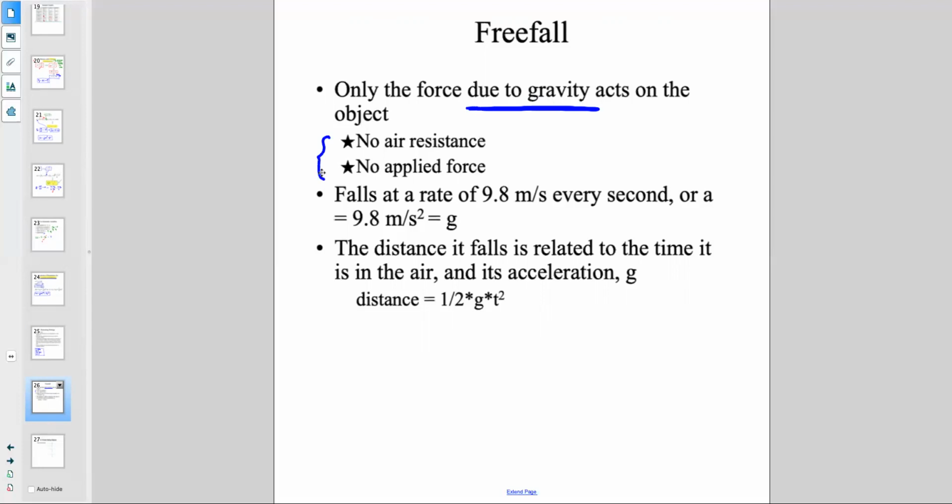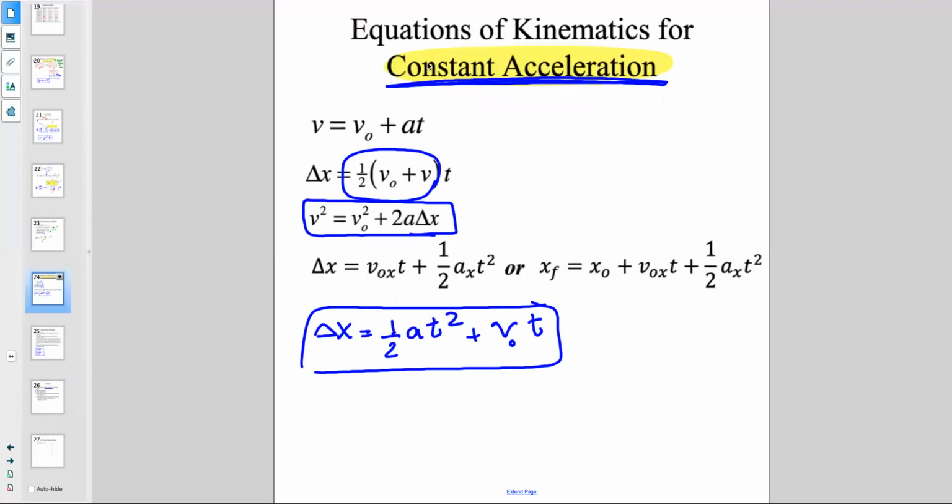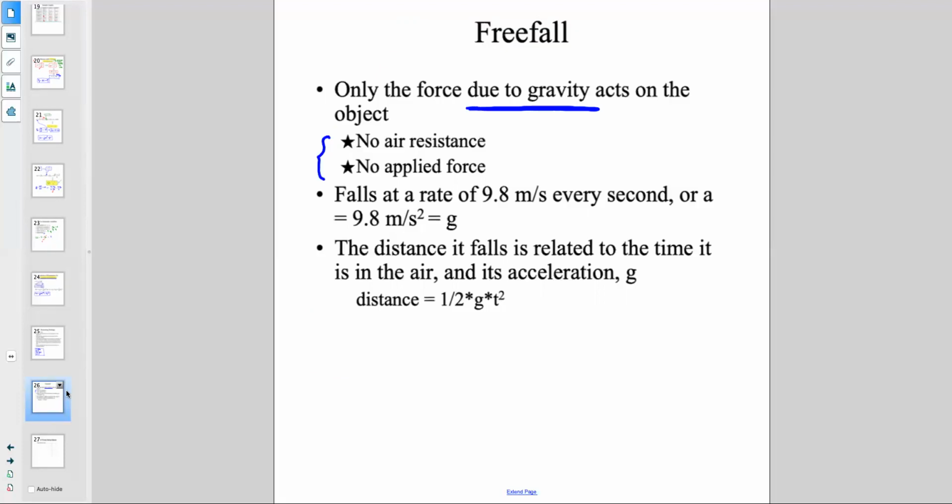In your room, you have air, so you have some sort of an air resistance. So the free fall does not apply. It is very close though, but it's not 100% because you have some sort of an air resistance in your room, okay? Important to know that free fall is a type of constant acceleration motion, a type of kinematic equation with constant acceleration, okay?